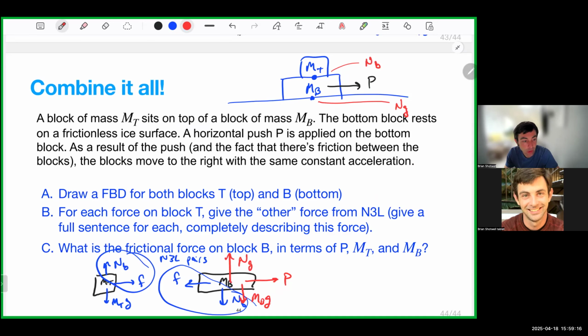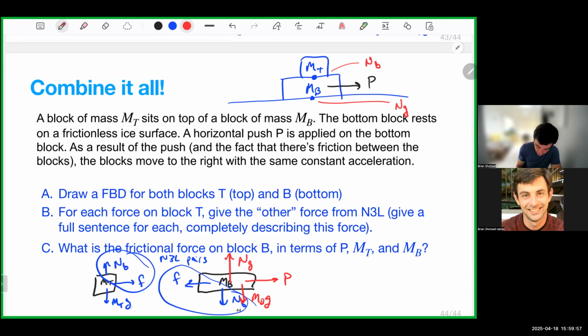Okay, so we're done with part A. We've done the free body diagram for both those blocks. Part B, for each force on block T, the top block, give the other force from Newton's third law. We'll give a full sentence for each. So there's an upwards normal force from B on T. The Newton's third law other force is a downwards normal force on B from T. Okay, that's the first one. There's a rightwards frictional force on T from the bottom block. And the Newton's third law pair is a leftward frictional force on MB from MT.